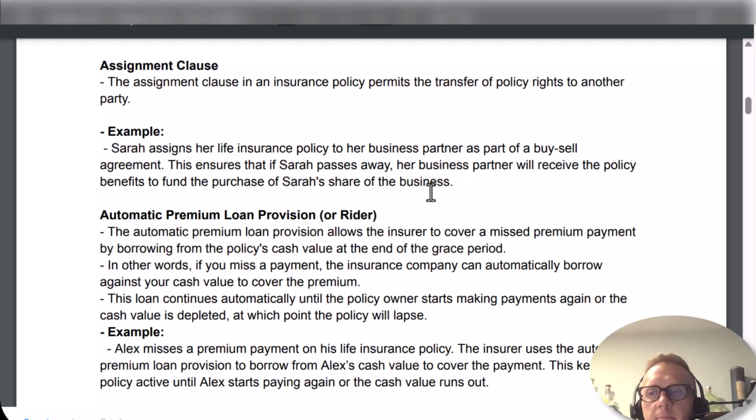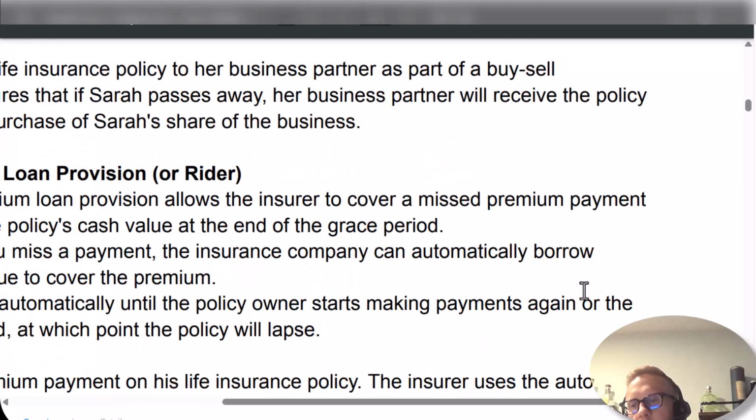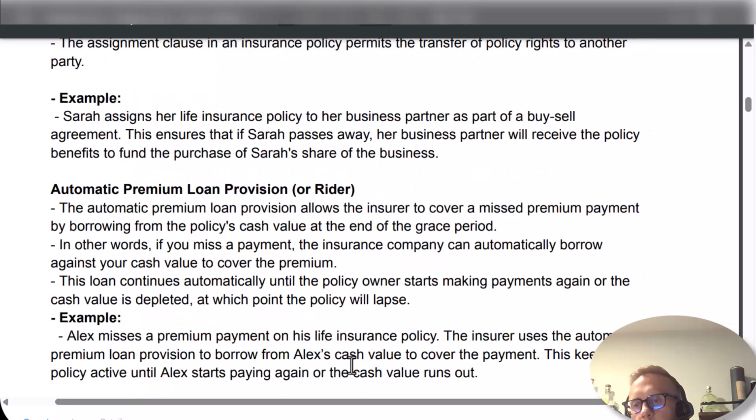Next, automatic premium loan provision, or rider. The automatic premium loan provision allows the insurer to cover a missed premium payment by borrowing from the policy's cash value at the end of the grace period. In other words, if you miss a payment, the insurance company can automatically borrow against your cash value to cover the premium. So this loan continues automatically until the policy owner starts making payments again, or the cash value is depleted, at which point the policy will lapse.